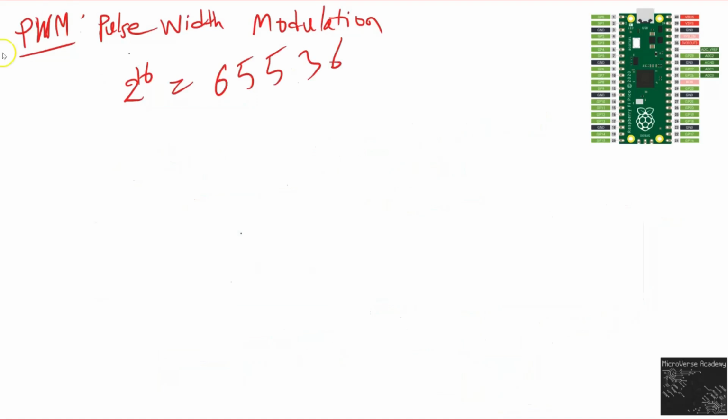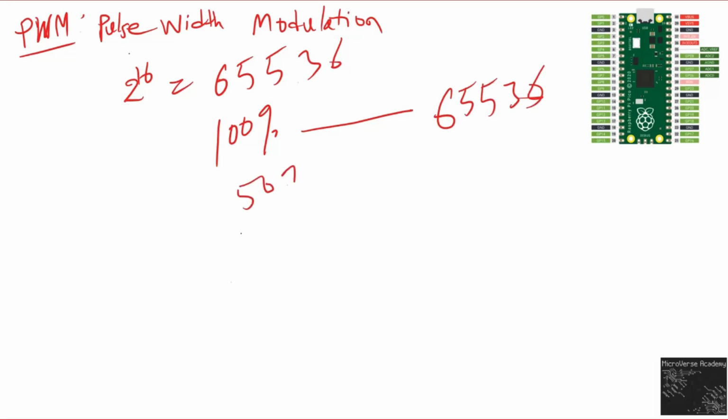MicroPython has 16-bit PWM, so the total number of levels will be 65536. That means when we want to turn on an LED to full brightness, if we want 100% of the pulse width, that corresponds to this number, 65536. And if you want 50% of the pulse width, this will be 65536 divided by 2, because this is the 50%.